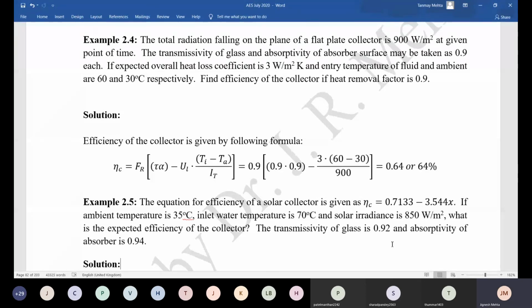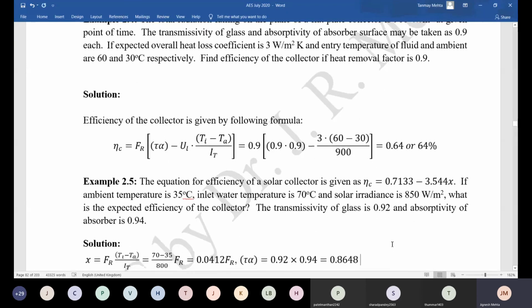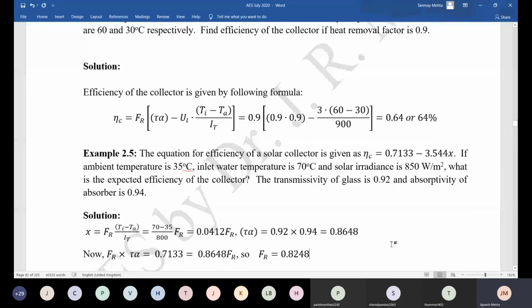Ambient is at, let's say, 35, water temperature is 70, irradiance is 850. Actually, it's written 850, but perhaps in the example I have used 800. What is the expected efficiency of the collector? Transmissivity and absorptivity are 0.92 and 0.94.